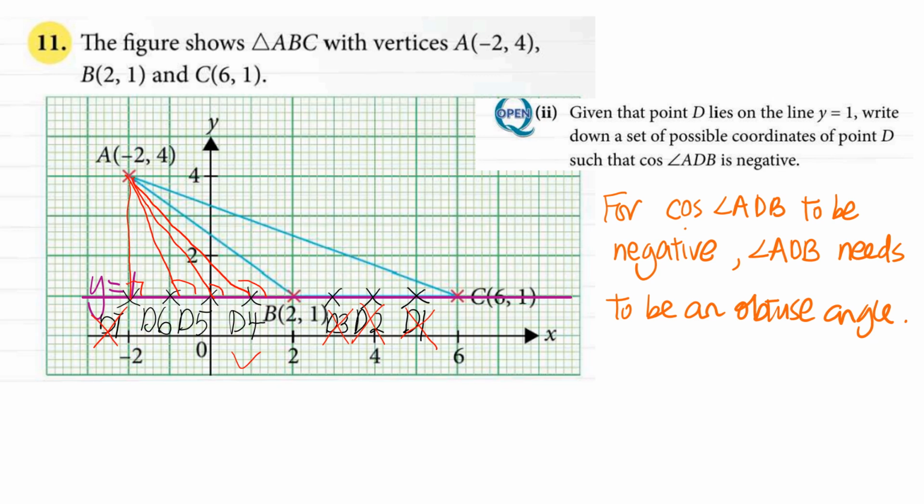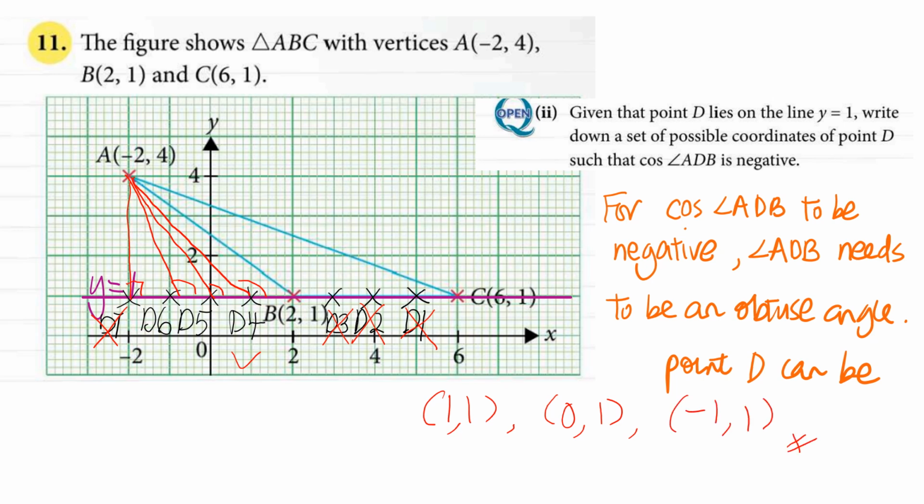So therefore, the possible positions for point D can be D4, which is the x coordinate for D4 is 1, y coordinate is 1, or D5, which is 0, 1, or D6, which is -1, 1. Okay, so any one of these answers will be correct for 11 part 2.